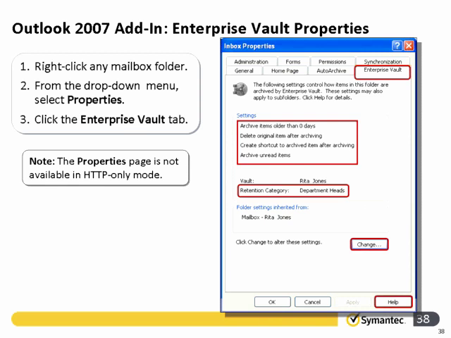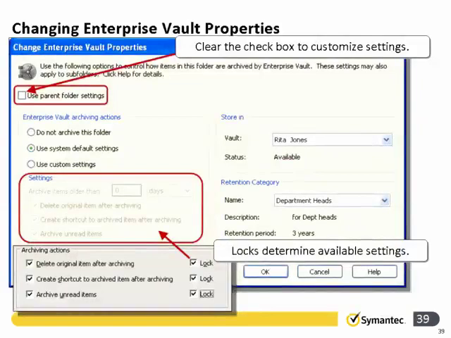Now, there's also a note here to remind us that if you do have only the HTTP-only client, you will not be able to see this tab. It will not be available to you. But if we do click on the Change button, and it is not the HTTP-only client, you can remove the check mark, which is there by default, which says to use the parent folder settings, and you can go through and customize whatever settings you have been allowed to configure based upon the desktop and or mailbox policy.